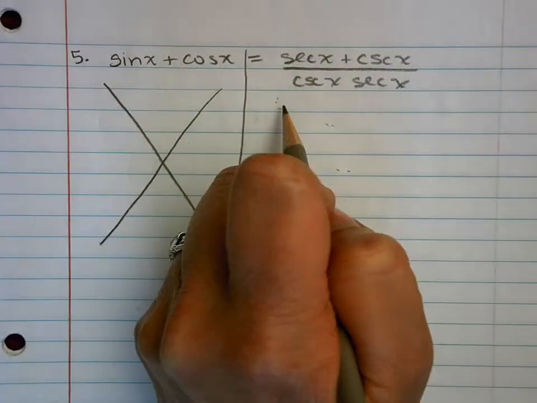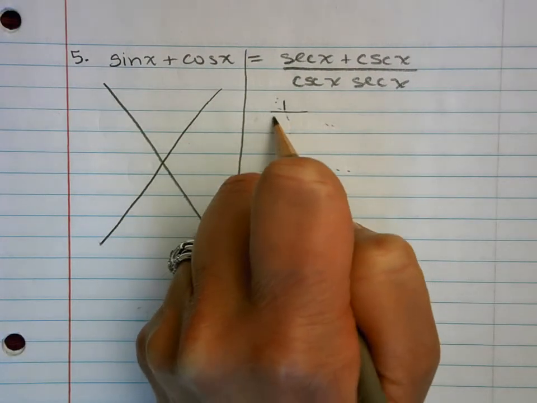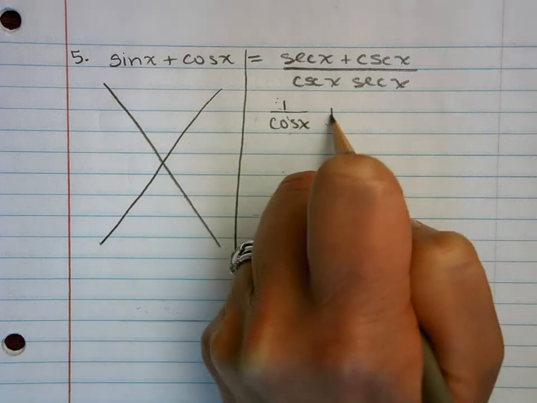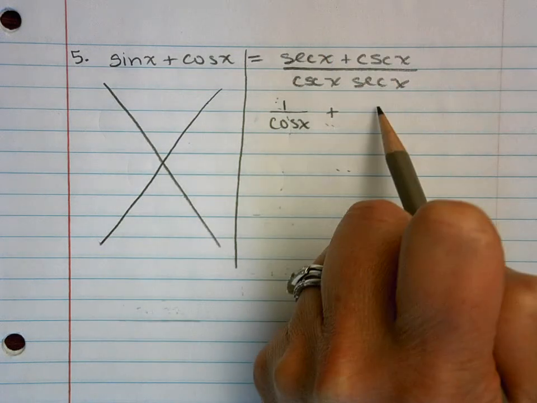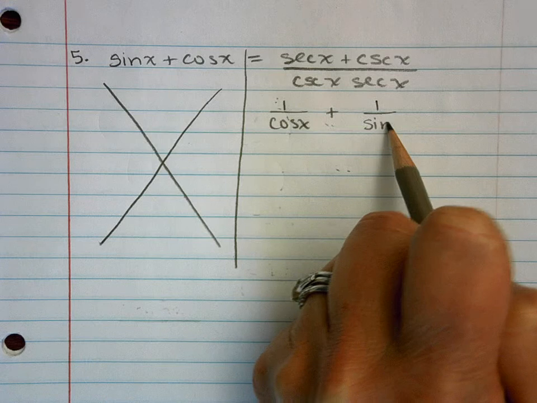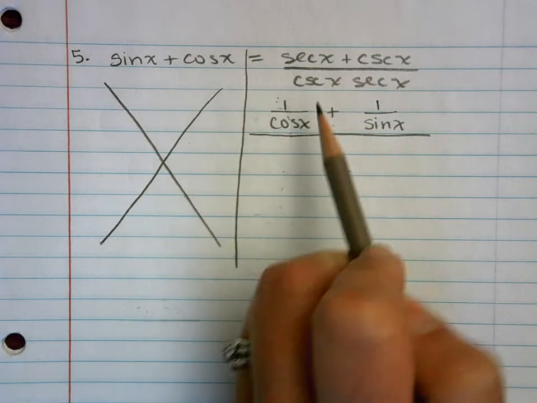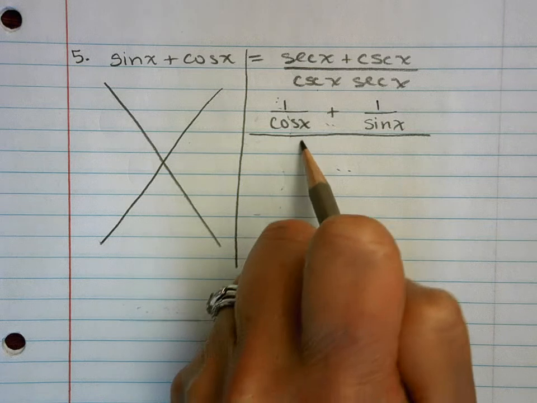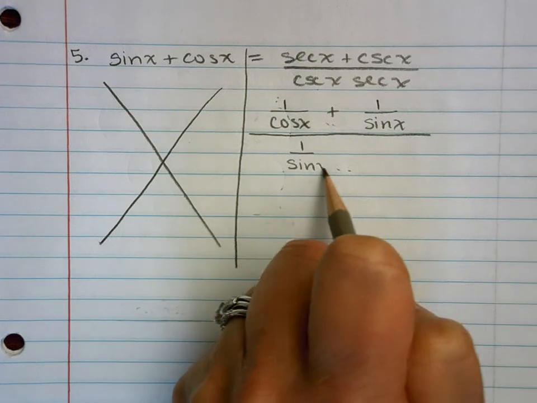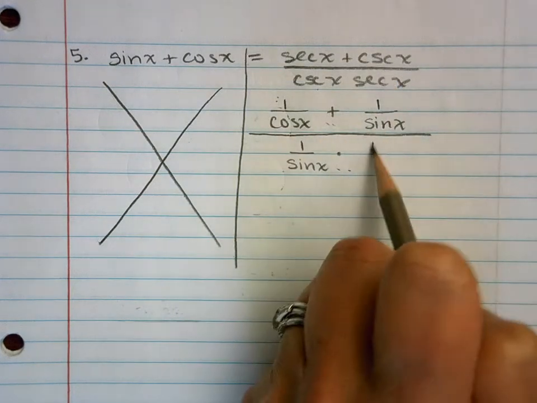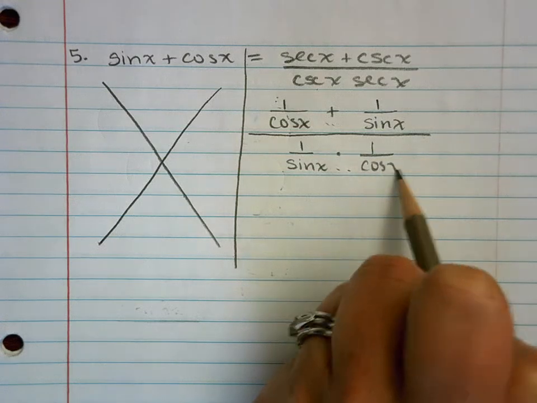So for secant of x, I'm going to rewrite that as 1 over cosine. And then cosecant, its reciprocal, is 1 over sine of x. So you really need to have these memorized, or at least in front of you. And then cosecant is 1 over sine, and secant is 1 over cosine.